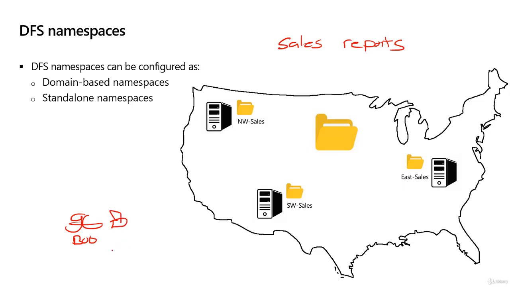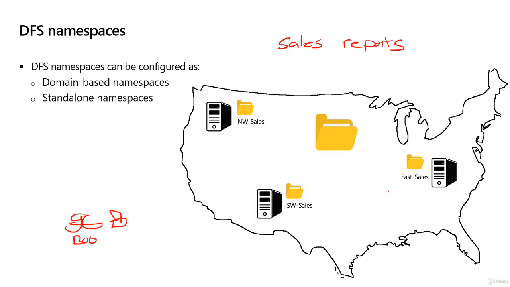Part of Bob's job is to look at sales reports. Well, the way this stands right now, Bob would have to browse the server in Phoenix to see Southwest sales. He would have to go to a completely different path to see the Northwest sales and a completely different path to see the East sales. That's just a lot of work.